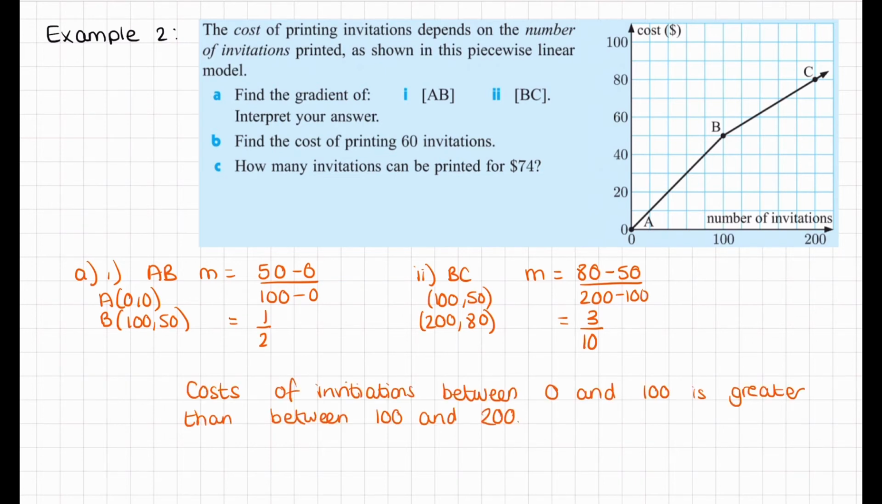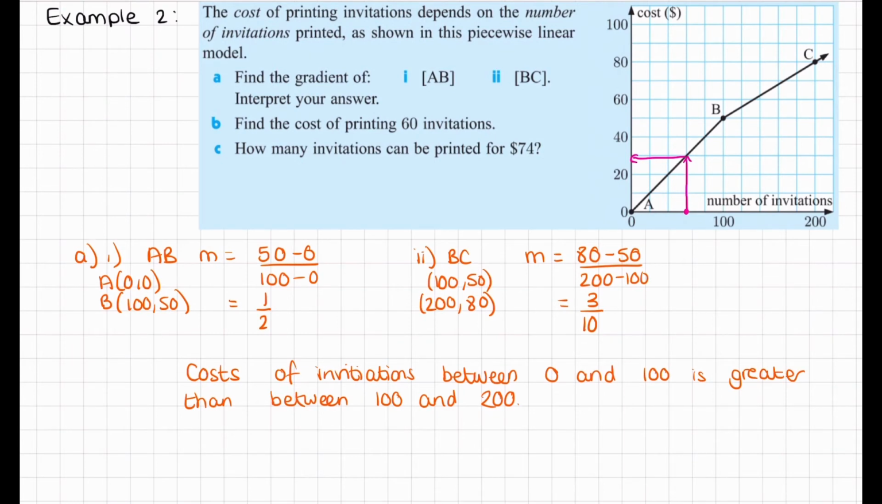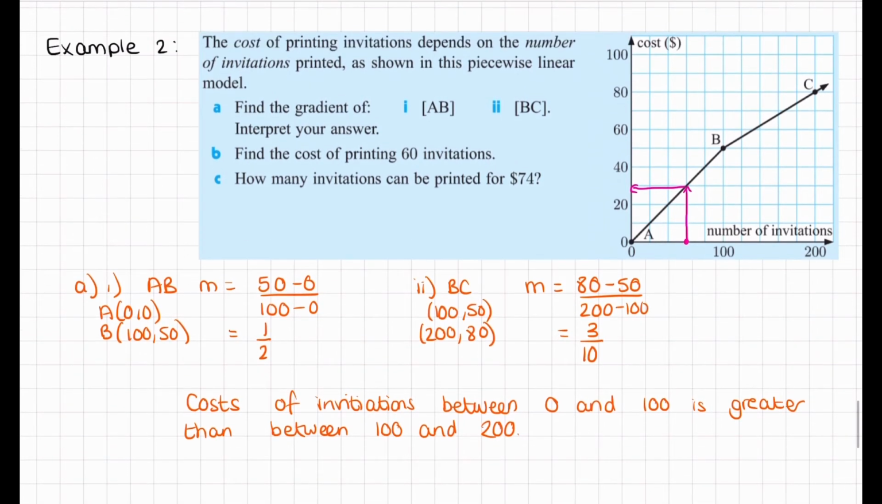Find the cost of printing 60 invitations. First of all, with something like this, go straight to the graph and see if you can read off the graph. We want 60 invitations, which will be here. Just go up to the line and read across, and you'll see that that is $30.